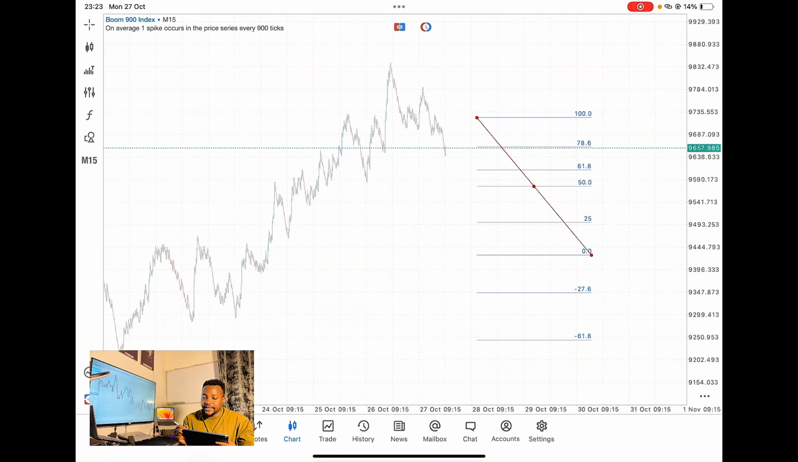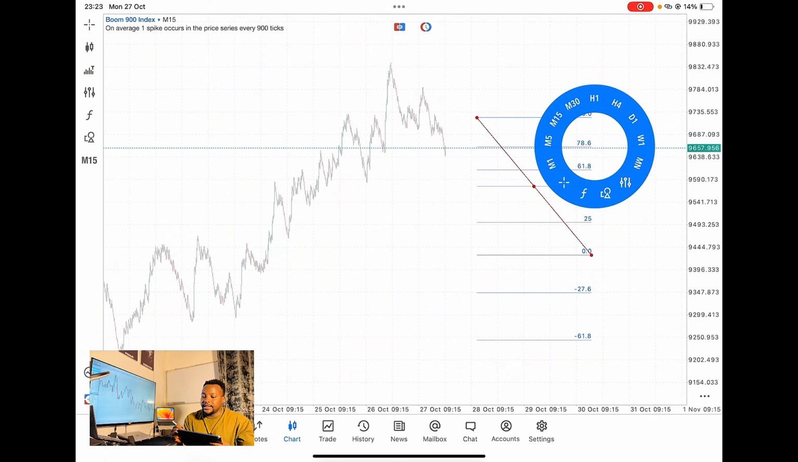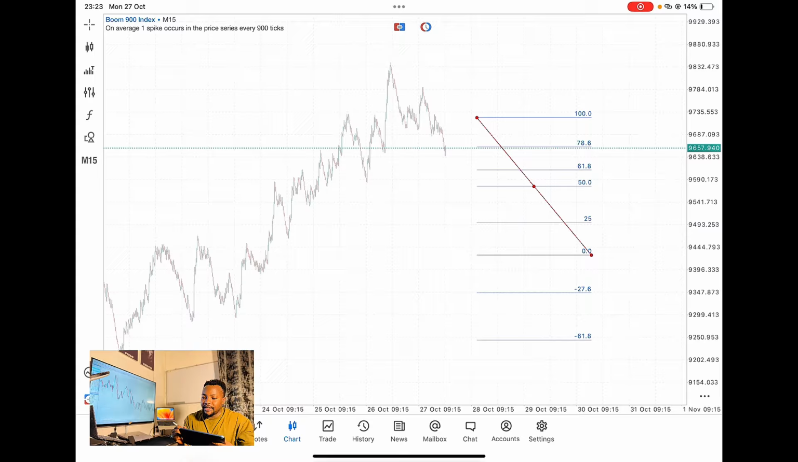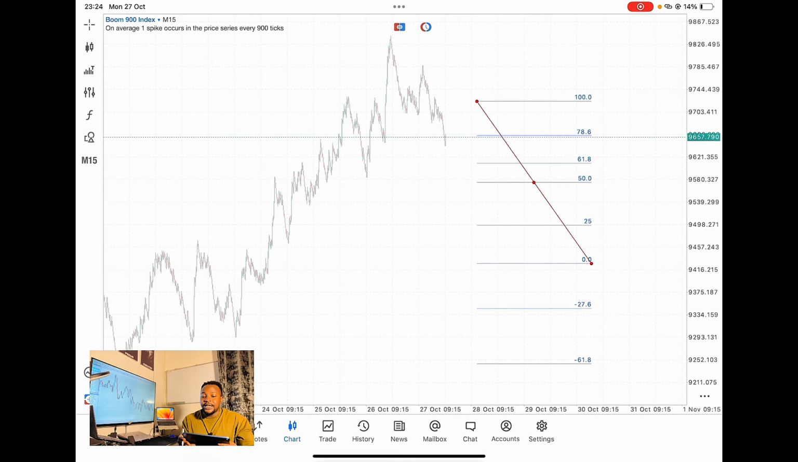So we've got this level 100, this level 78.6, we've got level 61.8 and level 50, and also have level 25, level 0, level minus 27.6, and level minus 61.8. And basically, these are called Fibonacci retracement levels. And this tool is used to be able to find where exactly the market is going to turn.